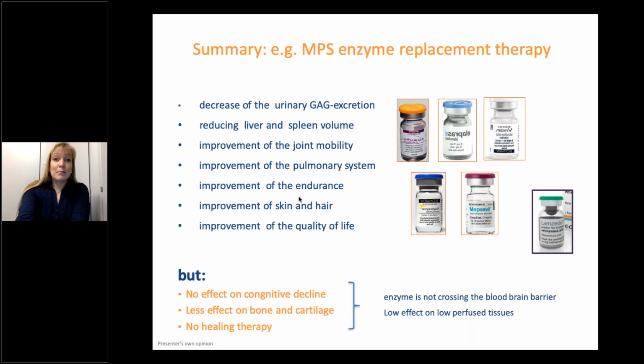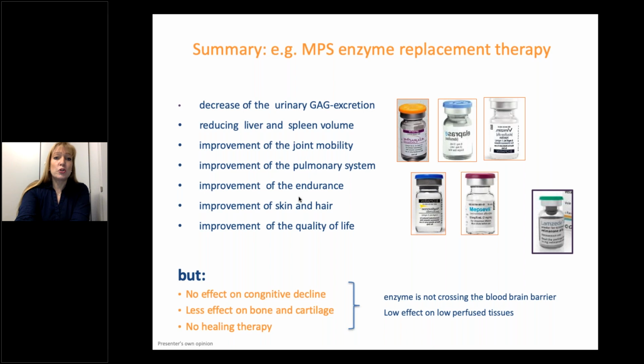So the enzyme replacement therapy, and I show you here the small vials of the treatments that are available in some countries. We have the decrease of urinary GAG excretion and reducing of liver and spleen volume. Both things have no impact on the patient's quality of life on ERT, but it shows you that the enzyme is given and it is working in the body because you have a normal GAG excretion in most patients that receive enzyme replacement therapy.